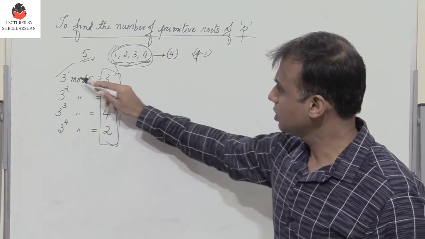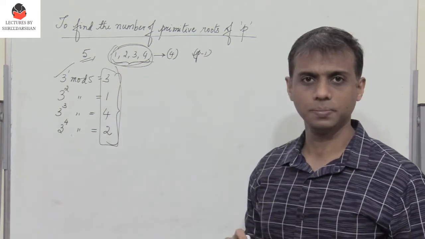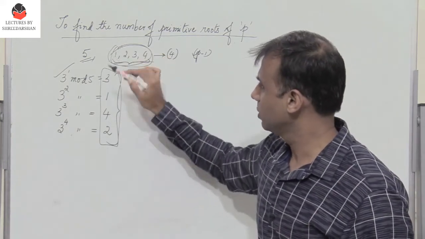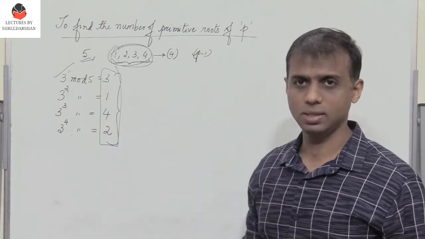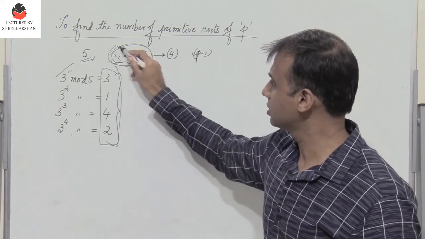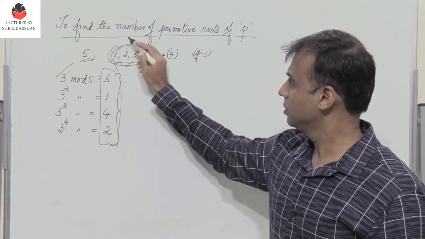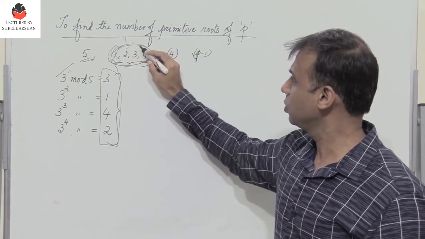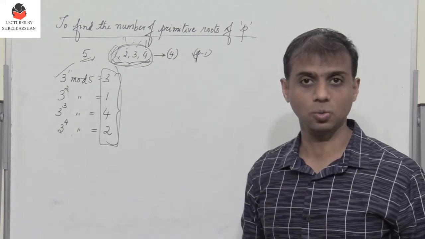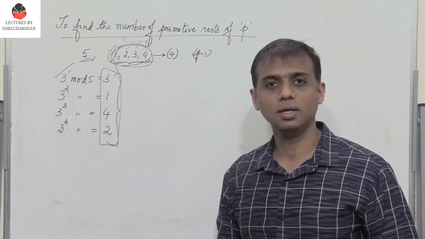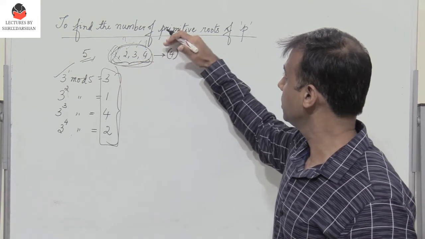Now is 3 the only number which is a primitive root of 5? Of course we do not consider 1, because 1 power anything will give me 1 itself, isn't it? So we do not consider 1. So is 2 a primitive root of 5? Is 3 a primitive root of 5? Yes. Is 4 a primitive root of 5? We do not know.